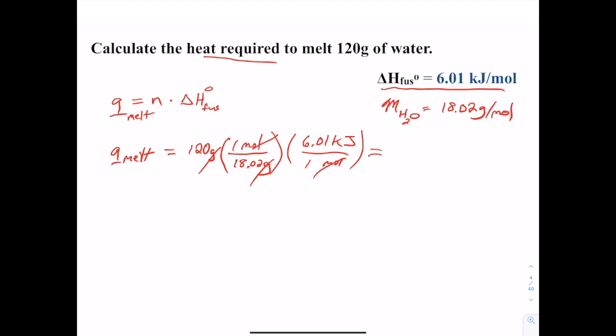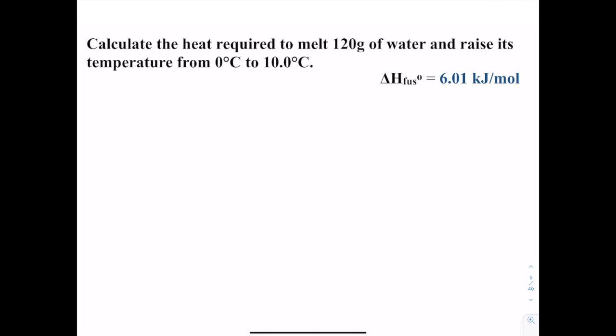So just rounding off, 6 over 18 is 1/3, and 1/3 of 120 is 40. And actually, if you use a calculator, we should go 3 sig figs, because 120 has 3 sig figs, so it's 40.0 kilojoules.